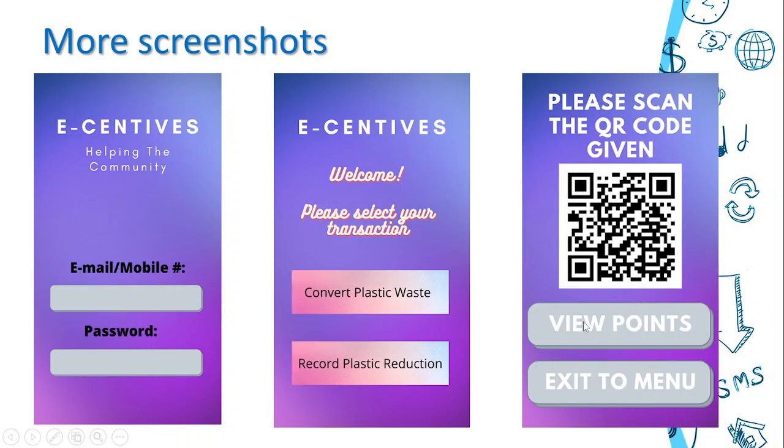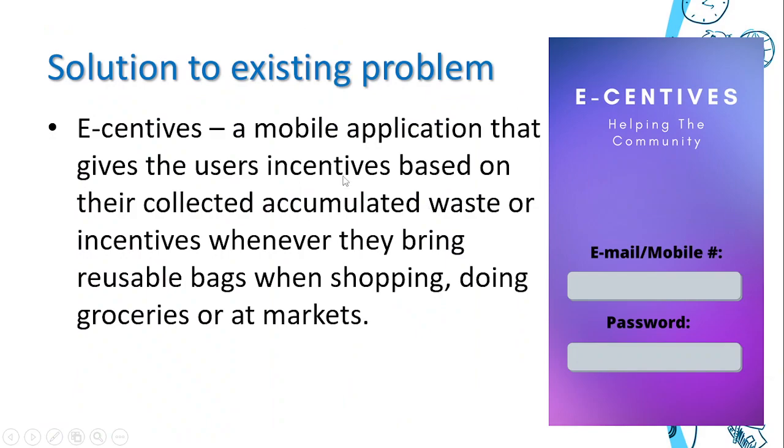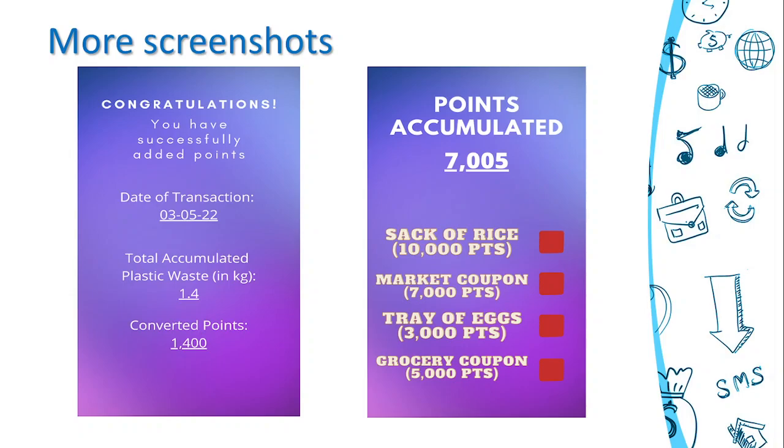As you can see, there is the bottom menu: view points, exit. As I said, this is a point system that depends on the efforts of the users to reduce plastic waste. After you scan the QR code, it will pop up a message that you have successfully added points based on your efforts to reduce the waste. There is a date and the accumulated plastic waste. For example, you had 1.4 kilograms of accumulated waste. It is weighed, and then we have a scale here.